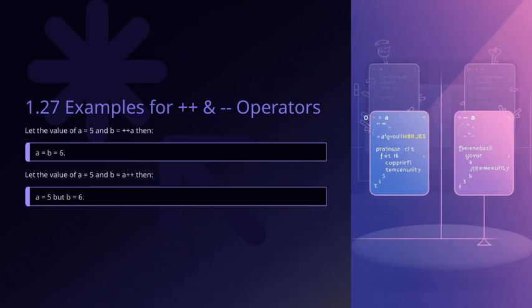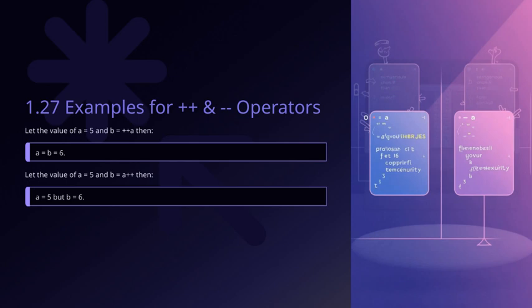Let's look at some examples of the ++ and -- operators in action. Suppose we start with a = 5. If we write b = ++a, what happens? Well, the ++ before a means we increment a first, so it becomes 6, and then b gets that value. So after this operation, both a and b are 6.